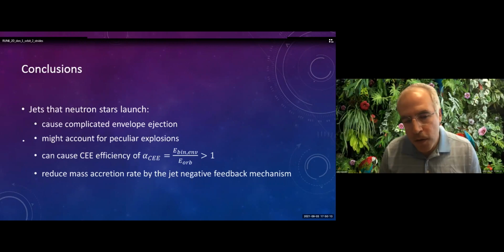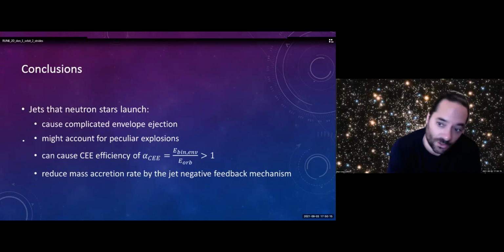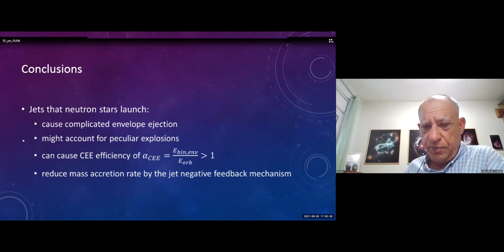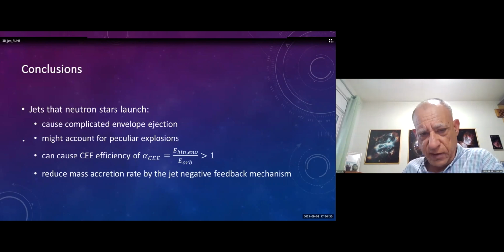How big was the point mass? In the previous ones or in this one? In this one. 0.3 solar mass. Thank you. Yes, the velocity of the jet is different. The potential well of the neutron star versus the main sequence star is 5 orders of magnitude different.